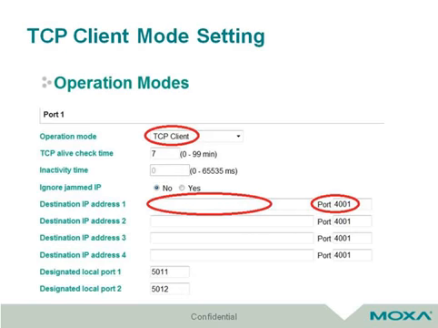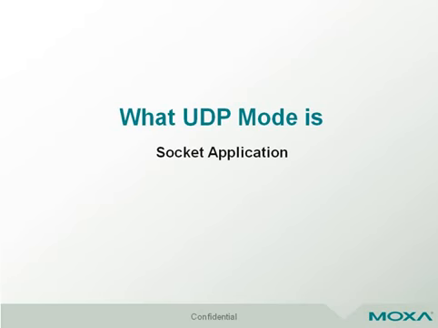This page is about how to set TCP Client Mode by using the web console. You have to choose the OP mode as TCP client, and it needs to know the IP address and the listening socket port of the TCP server. From the screenshot, you can easily see TLNPort can accept up to 4 TCP server connections for each serial port at the same time.